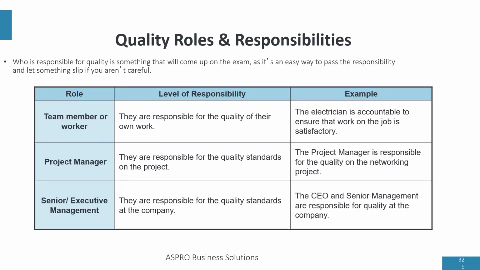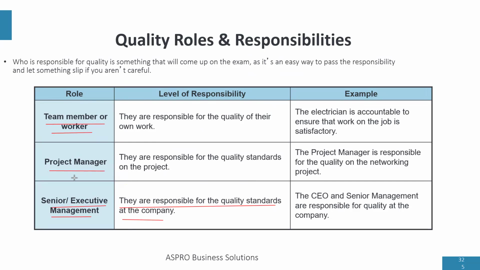So let's talk about who's responsible for quality. The team member or worker is responsible for the quality of their work. The project manager is responsible for setting the quality standards on the project, and senior executives and management are responsible for setting the quality standards at the company.